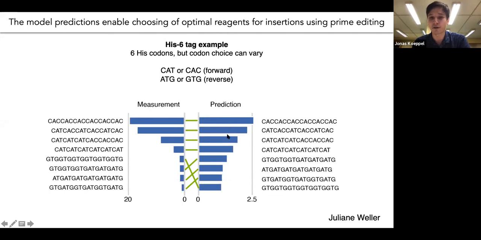And you can see that if you just go by ranks, if you pick the top sequence from the model, you're getting the sequence that inserts most efficiently. However, the magnitude is still a little bit off between prediction and measurement. But this makes us quite confident that the model would be a good tool for picking codon variants of whatever sequence we would like to insert.